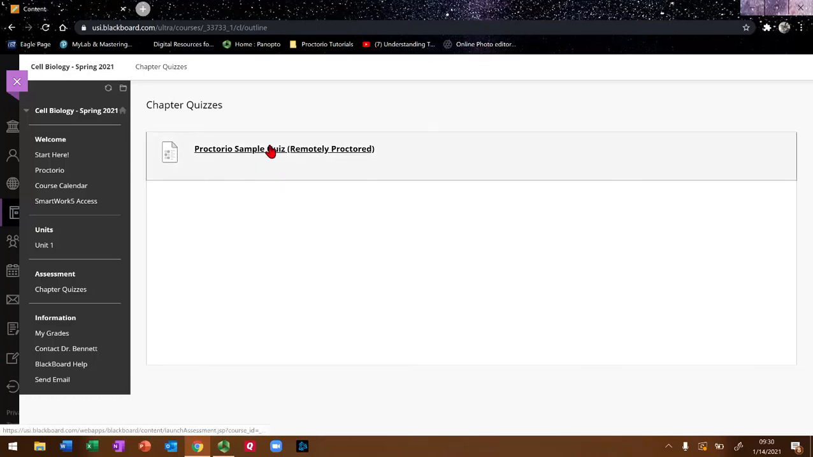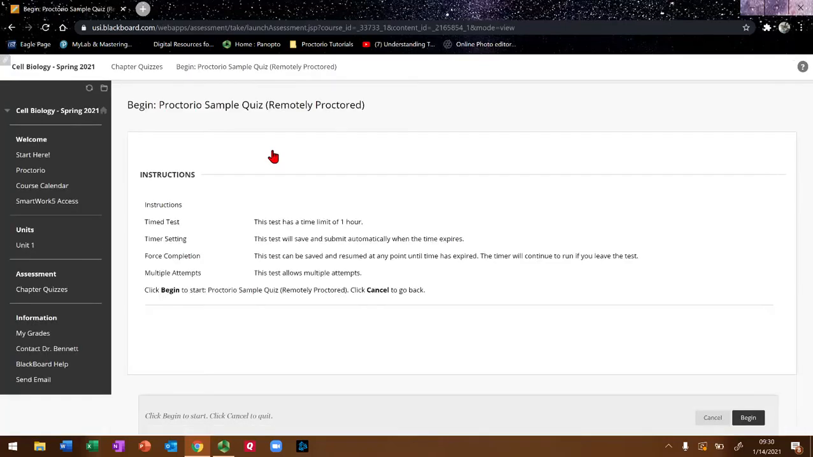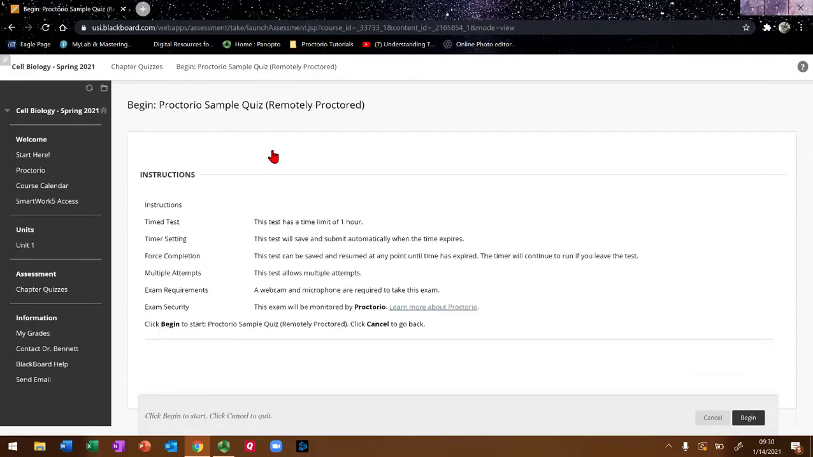So I'm going to click on this, and it shouldn't ask me for a password, but in the past when I've done this, it should show the password request screen. So let's see what happens. Click in there. So here is some more instructions. Again, always read these. These will be different for different exams, different quizzes.